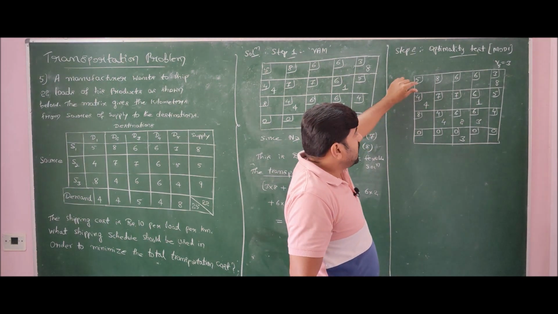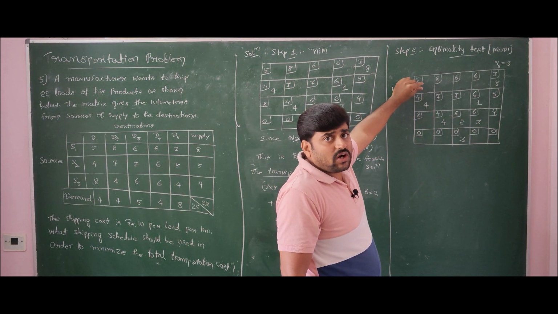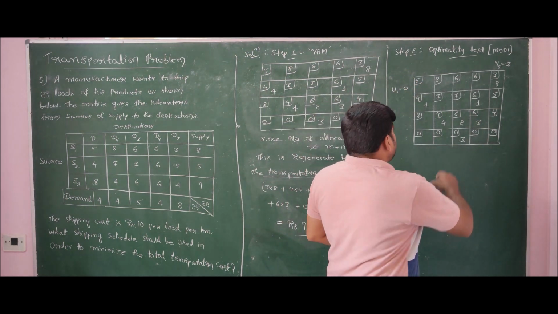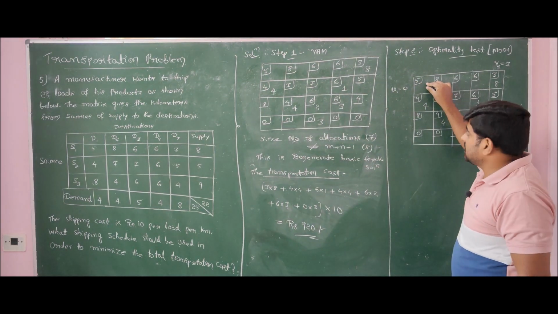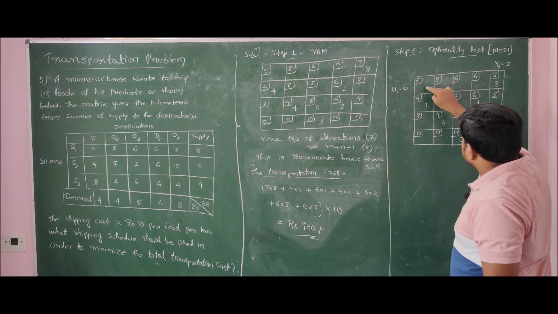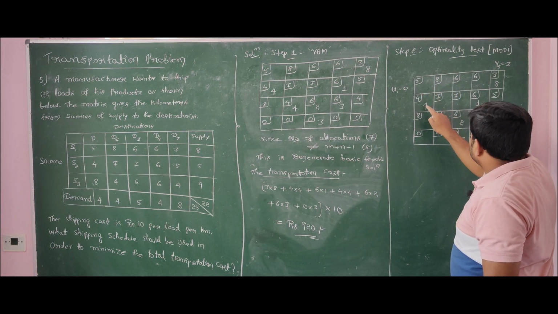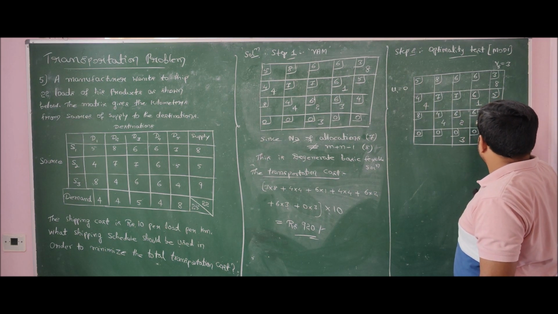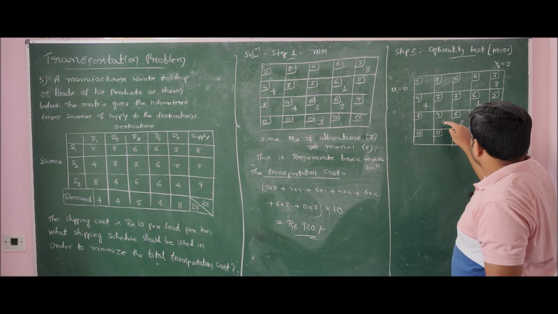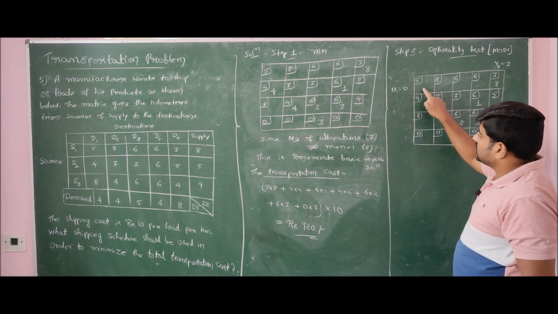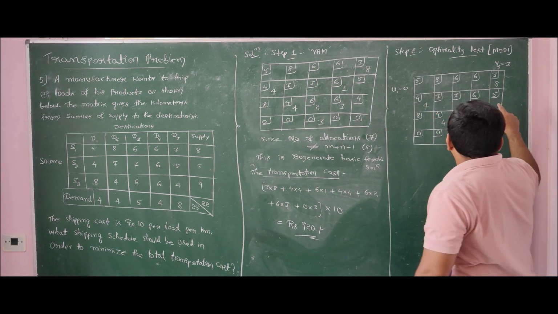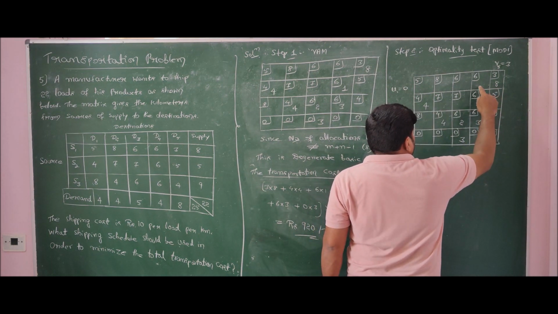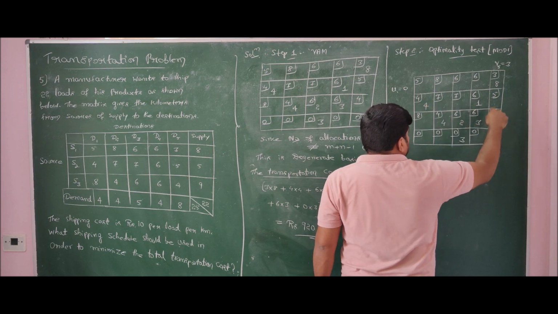You should place an allocation of small quantity called delta or epsilon whose value is 0, such that it should not form a loop. Now if I place delta here, I can come down, I can come here, I cannot move up, right? But I can come down. So like this, I cannot construct the loop. So I can place delta here. Also I can place delta here. If I place delta here, will it form a loop? No, right? It cannot form a loop.